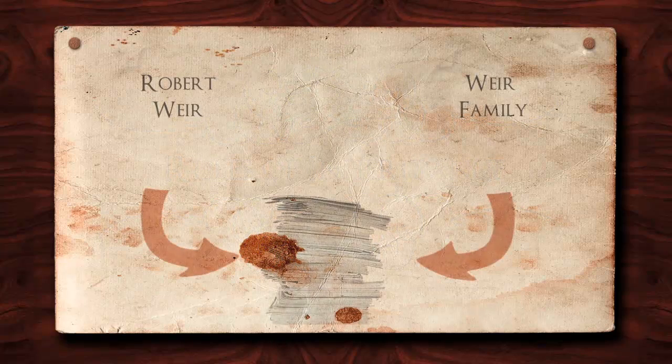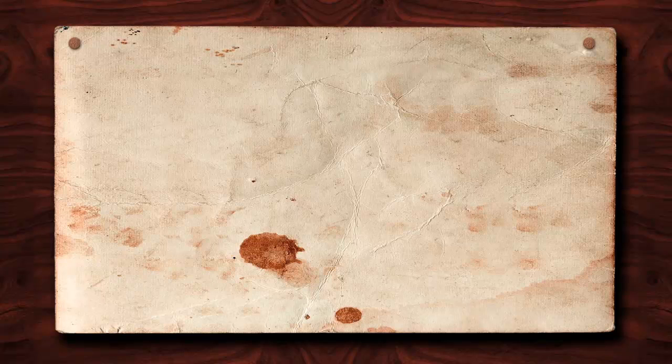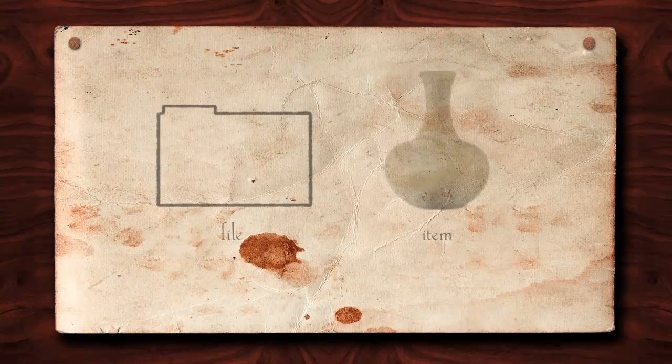So, as in the example of the Weir family papers, if the authority record for Robert Weir is not linked at the series level, the Weir family would be inherited as the creator of the series as well. While authority records for creators must be linked at the upper levels of description, this does not continue once you reach the file and item levels.